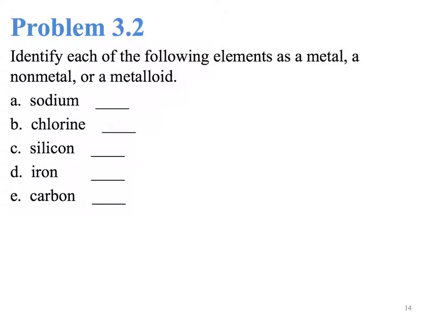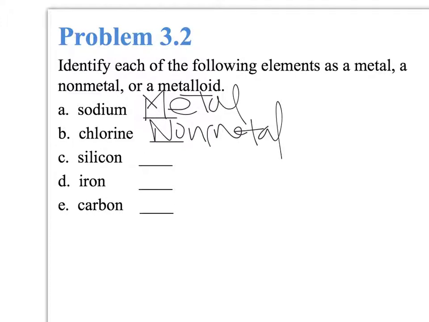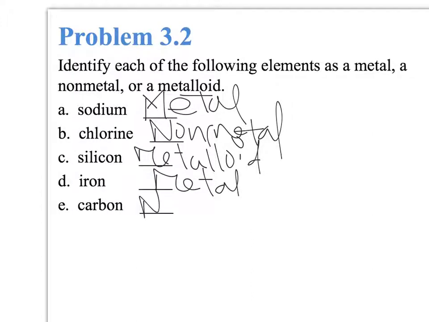So let's identify each one of these in the periodic table. For this, when you are studying, it's important that you have the periodic table with you, and you can identify which ones are the metals and which ones are the non-metals. Sodium is a metal. Chlorine, non-metal. Silicon is a metalloid. Iron is a metal. Carbon is a non-metal.